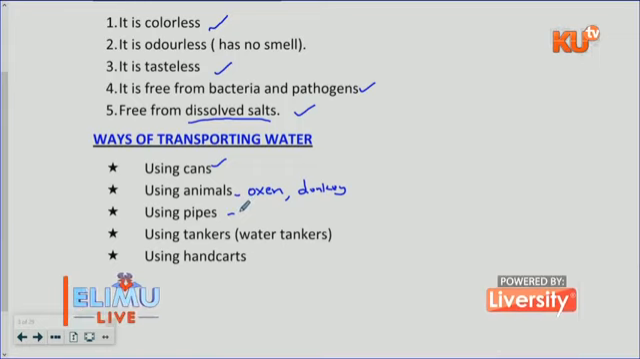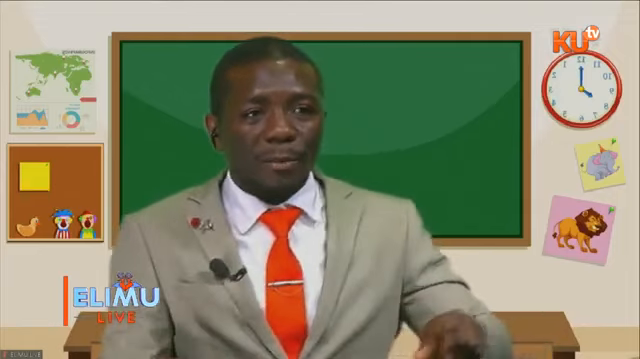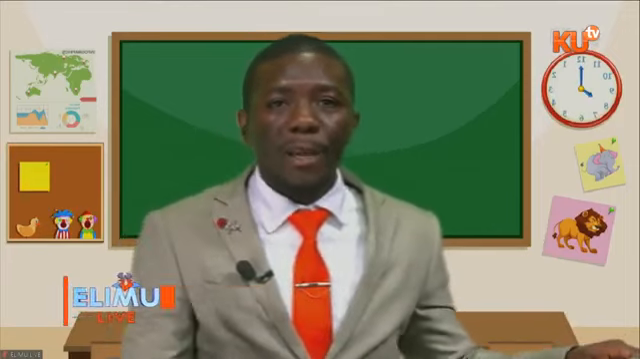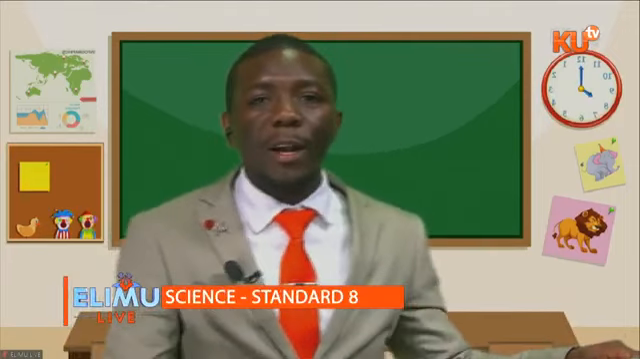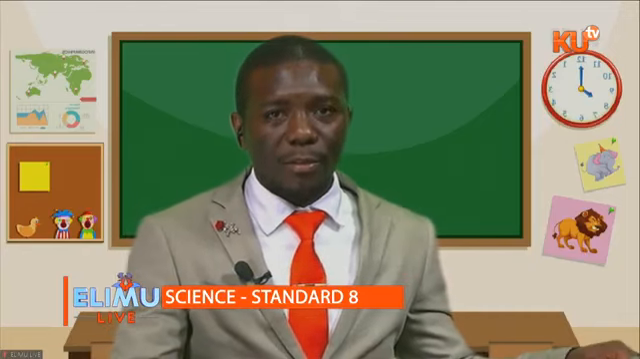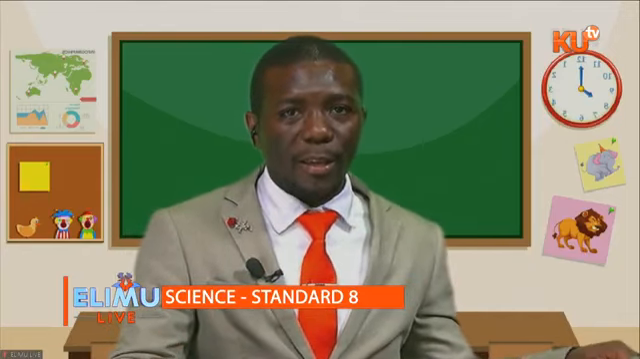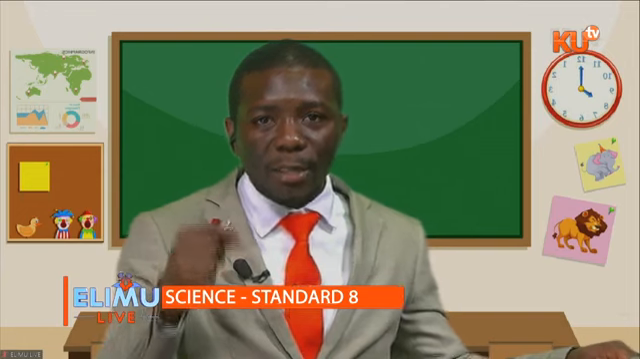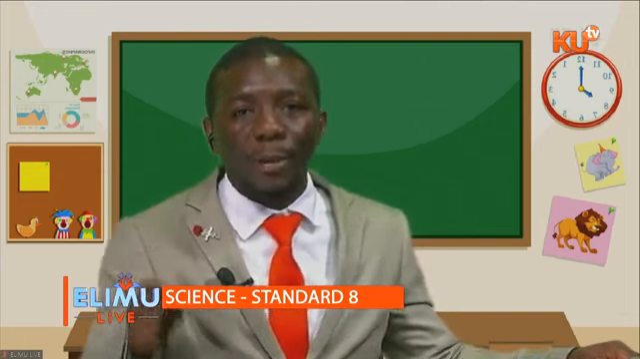And then the other way of transporting water we learned in class 3 is by using pipes. Pipes are mainly used in what we call urban centers or in towns. Pipes can transport water over a longer distance. Just imagine water is tapped from the Kaini Dam. It is transported all over Nairobi County, and everybody can access it through a tap. So that's why the best way of transporting water in urban centers is by use of pipes.